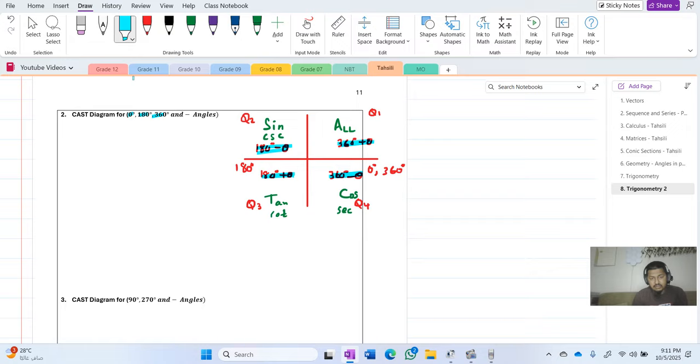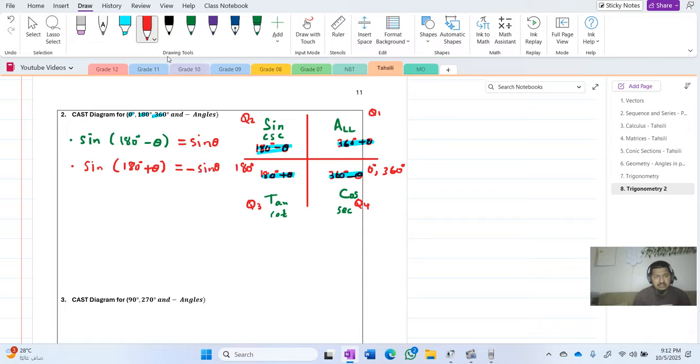If I want to reduce something, these are examples: sine of 180 degrees minus theta. We locate where 180 degrees minus theta is. That's in the second quadrant, and in the second quadrant sine is positive, so it's just going to be positive sine theta. If we want to find sine of 180 plus theta, this will be in the third quadrant, but sine is not there. So sine is negative, only tan and cot are positive, so negative sine theta.